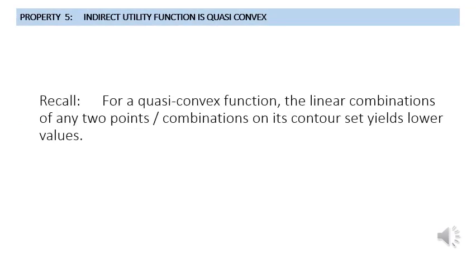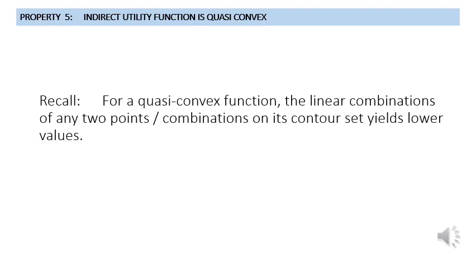According to the next property, indirect utility function is quasi-convex. Okay, now the question is this: what do we mean by quasi-convex? Recall that we have already discussed that the direct utility function is quasi-concave. Regarding quasi-concavity, we discussed that the linear combination on its contour set yields the higher value. But if the function is quasi-convex, then it will be the other way round.